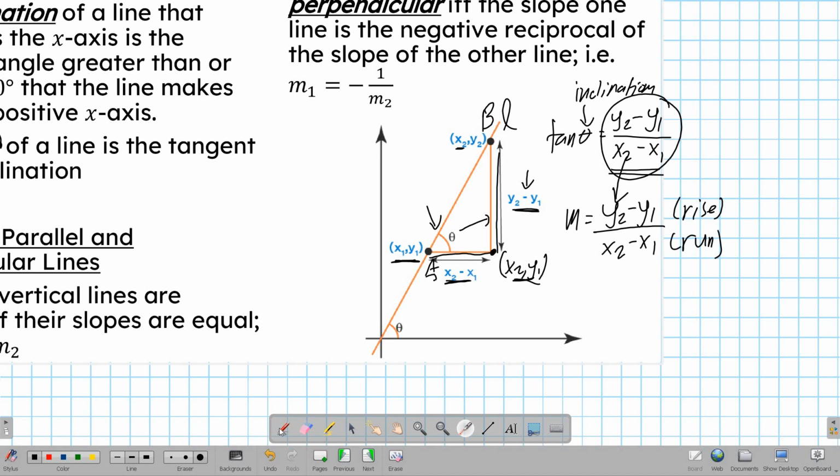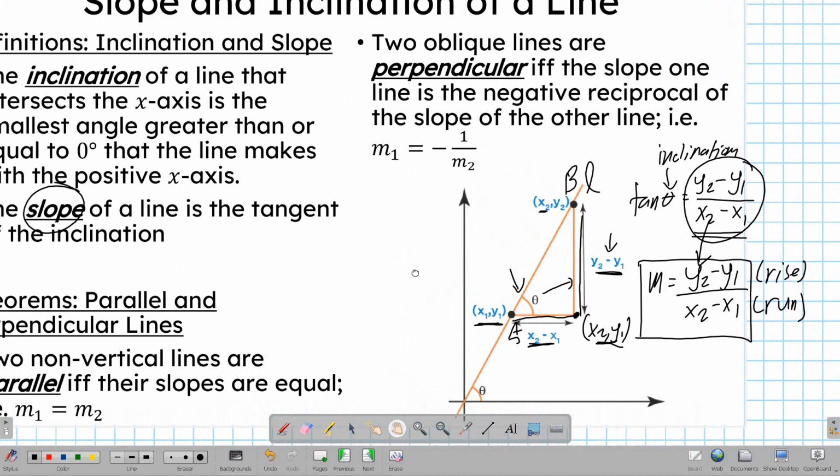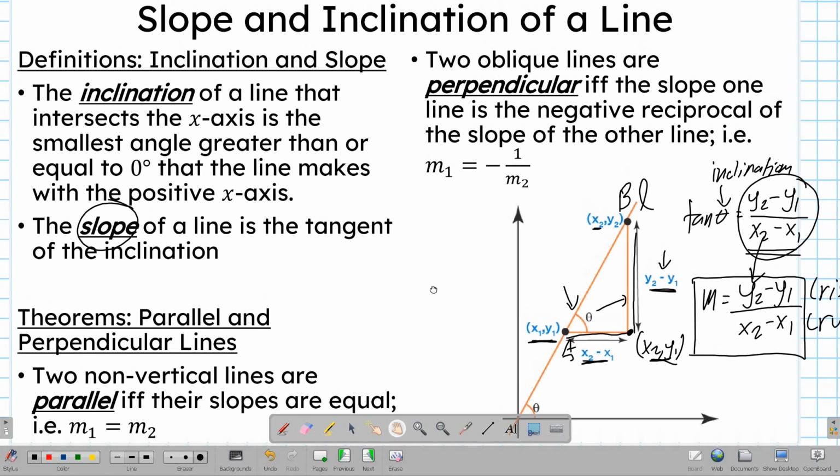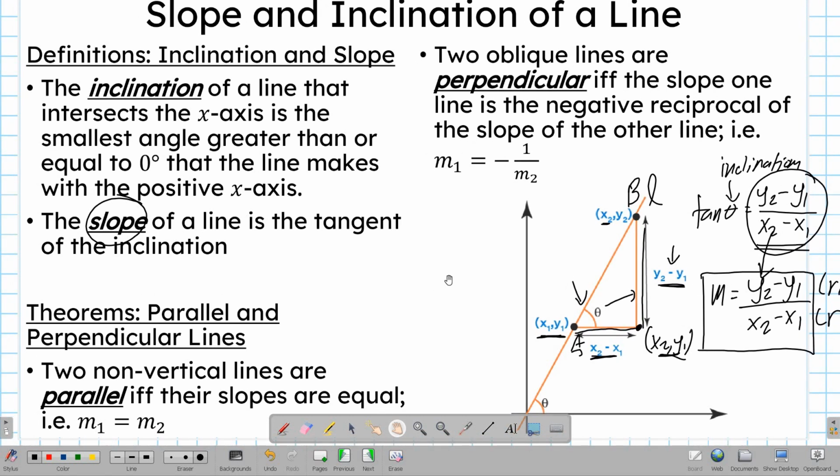So, this is the formula for slope given 2 points on a line. Now, two special concepts or theorems regarding slope would be about the slope of parallel and perpendicular lines. If two non-vertical lines are parallel, then their slopes would be equal. M sub 1 equals M sub 2. On the other hand, if two oblique lines are perpendicular, then their slope is the negative reciprocal of each other.